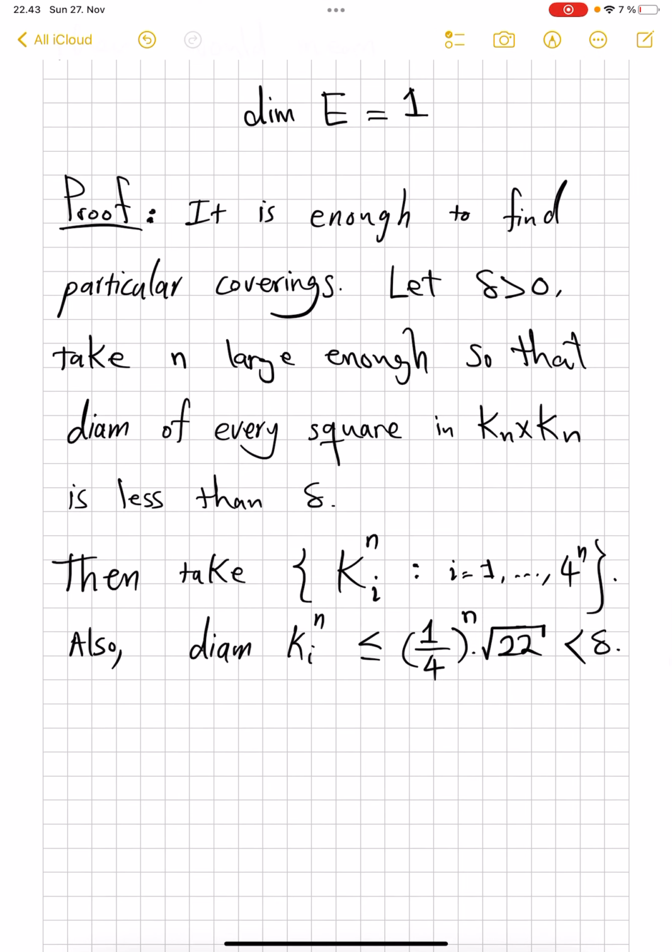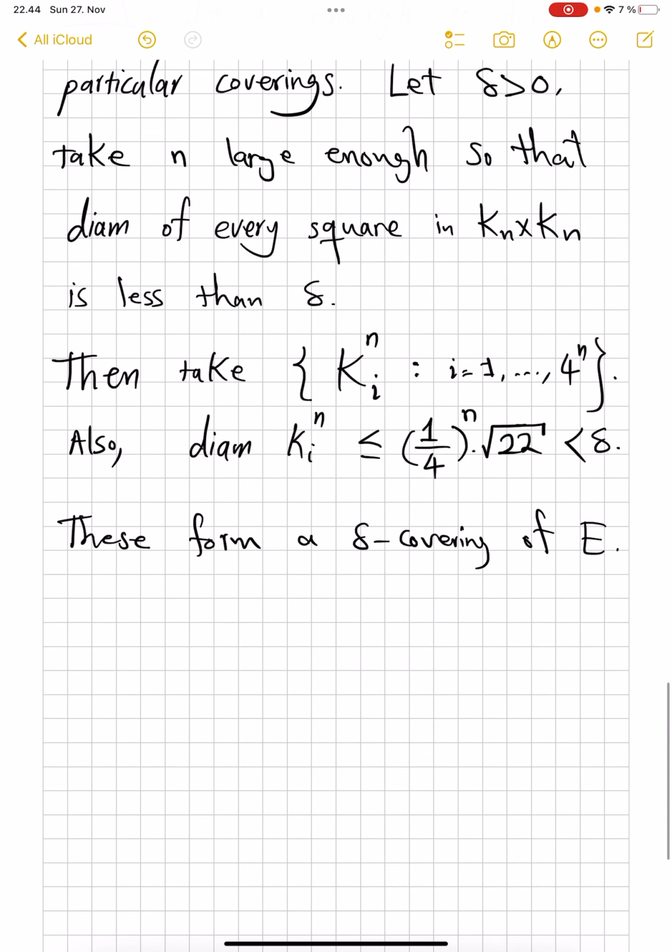So you take this collection of sets, they form a delta covering of the Cantor set E. Remember, E is the intersection of all these Kn's. So by definition of Hausdorff content, H1 delta of E will be less than, remember that's the infimum of all such things, so it's in particular less than one of these. So this will be the sum for i going from 1 to 4 to the n.